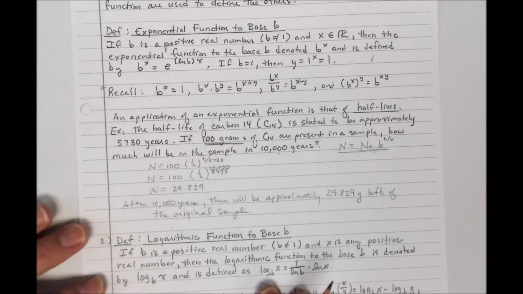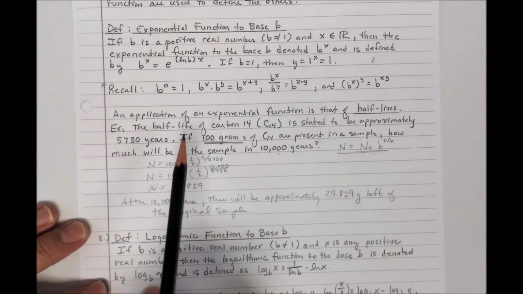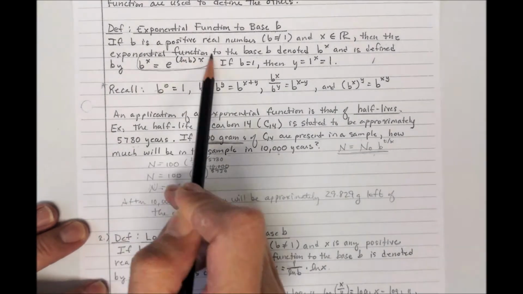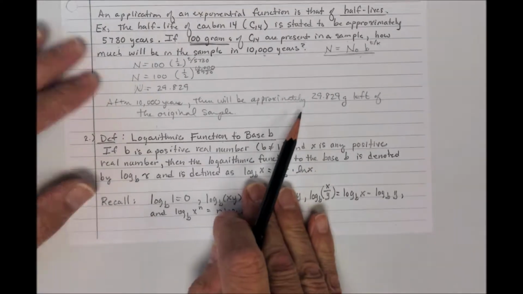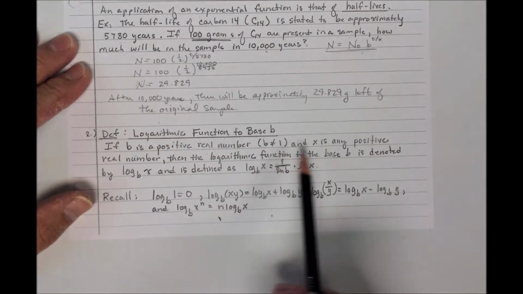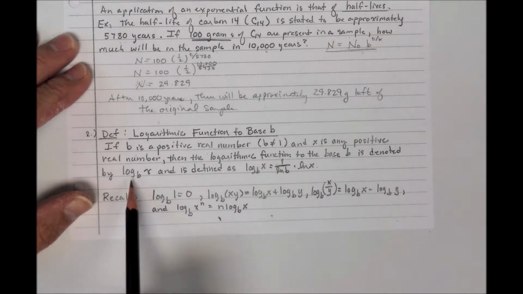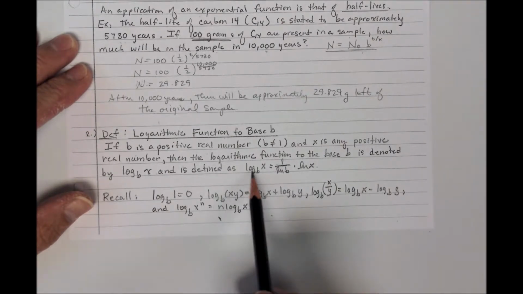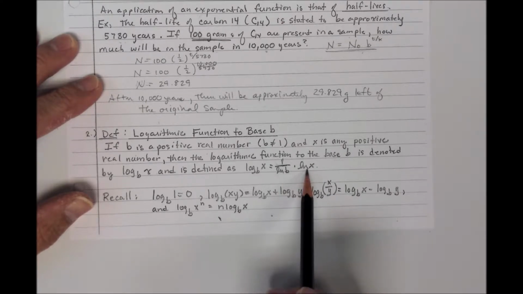Now, we defined the exponential function for base b using the natural exponential function right here. We're going to now define the logarithmic function to base b using the natural log. So if b is a positive real number not equal to 1 and x is any positive real number, the logarithmic function to base b is denoted by log base b of x, and it's defined to be log base b of x equal to 1 over the natural log of b times the natural log of x. You should see this and say, oh, that's the change of base formula, and that's exactly what it is. You should remember this from your pre-calculus days.